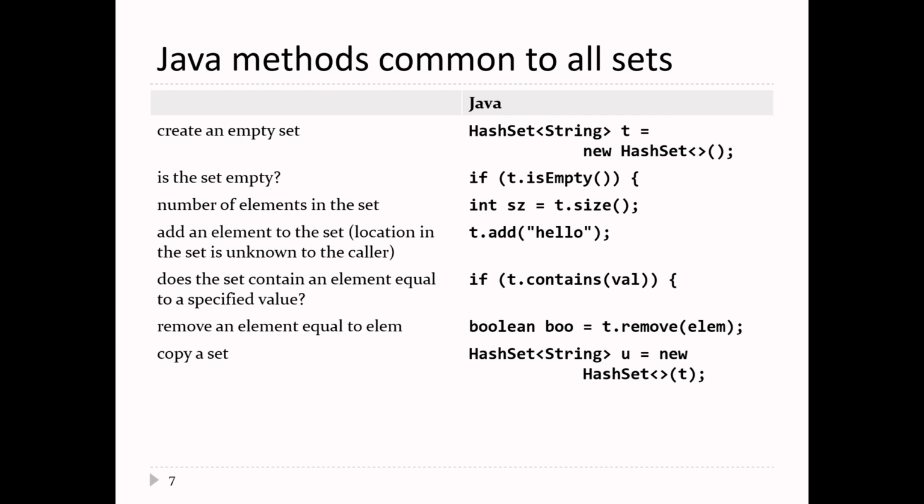How do you copy a set? Well, it's just like copying a list. You call the copy constructor. So new HashSet, round bracket, pass in the set that you want to copy. You can also copy a list here. If you pass in a list, it takes the elements of the list and adds them to the set, checking whether or not anything is duplicated. So if an element is duplicated in the list, it doesn't add it to the set. That lets you remove duplicated elements from another collection.